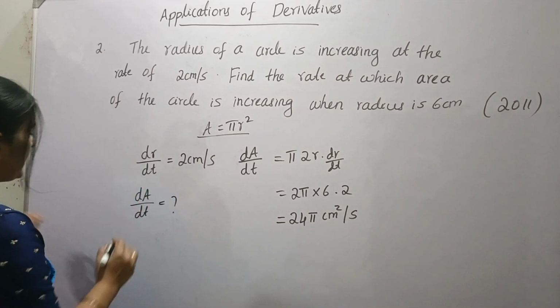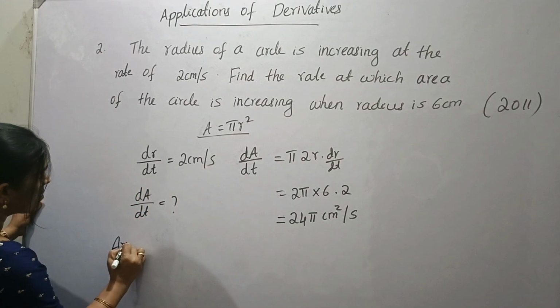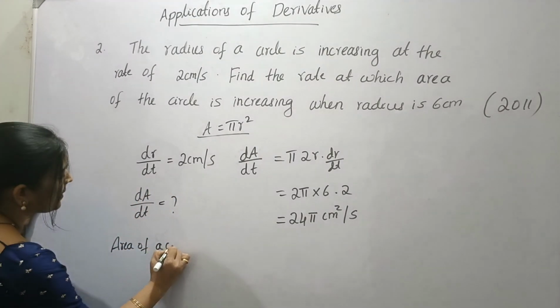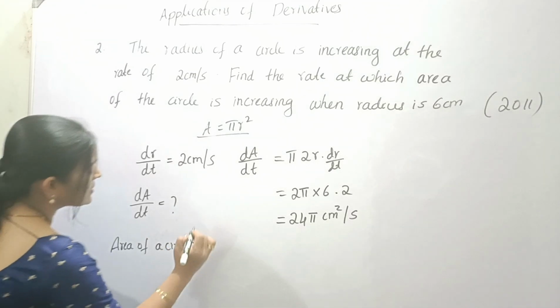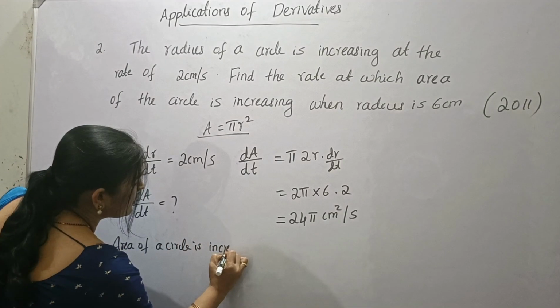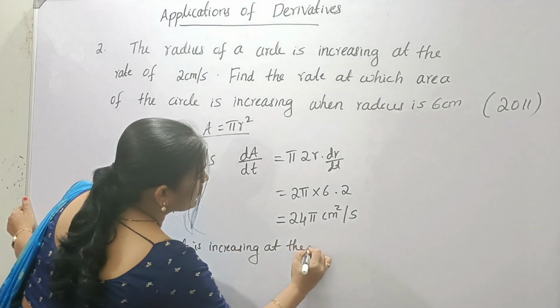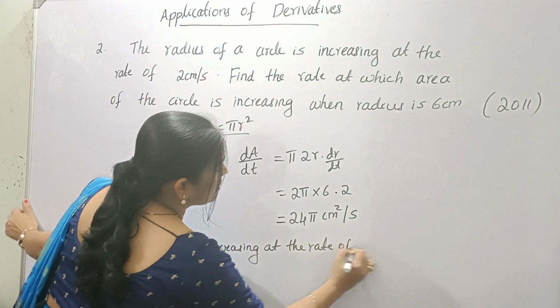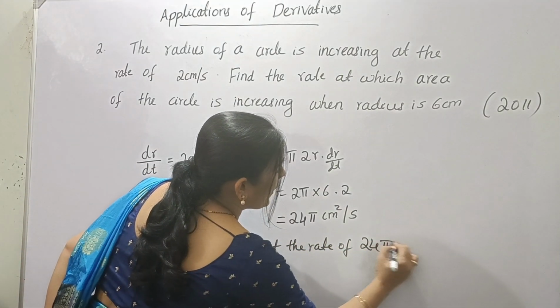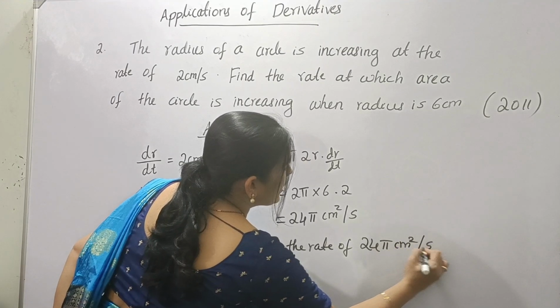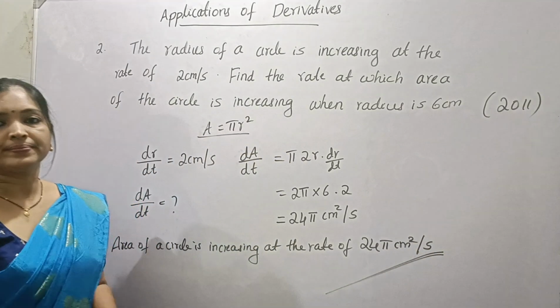That is, the area of a circle is increasing at the rate of 24 pi centimeter square per second.